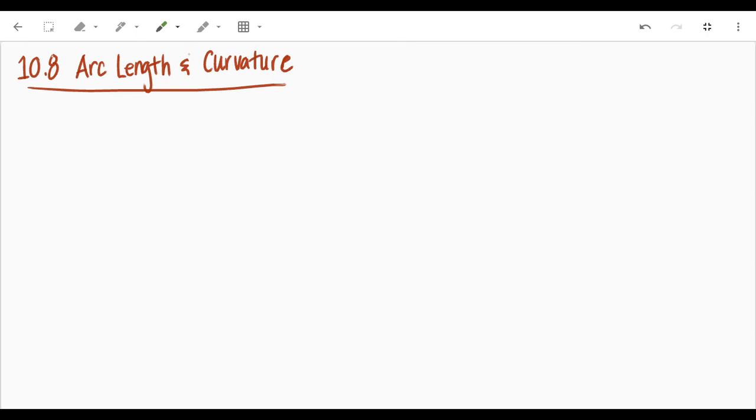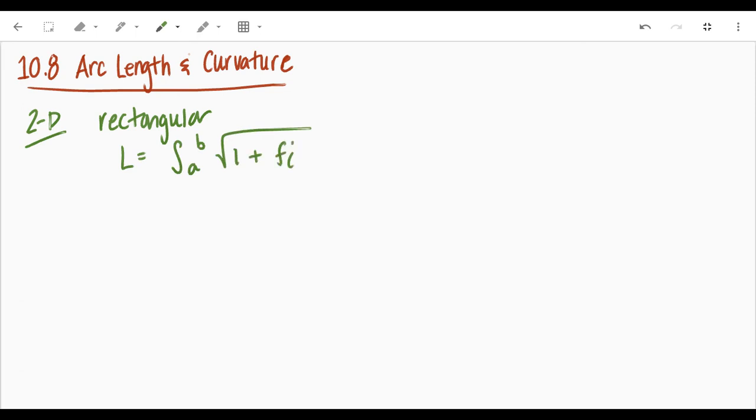We're going to start with arc length. And if you remember, you have already learned several different forms of arc length in 2D. We had just rectangular form. Your arc length was the integral from a to b, square root of 1 plus f prime of x, or dy dx, squared dx.